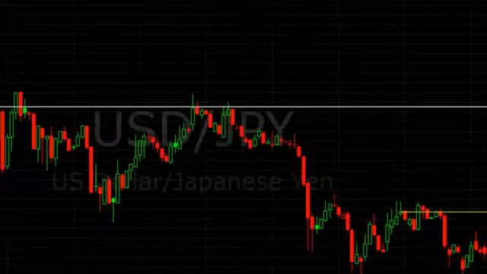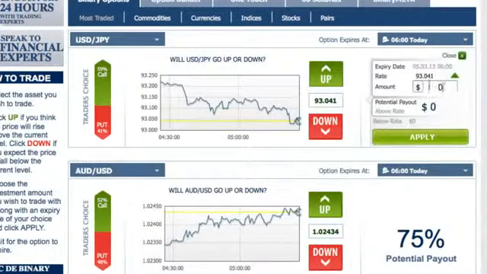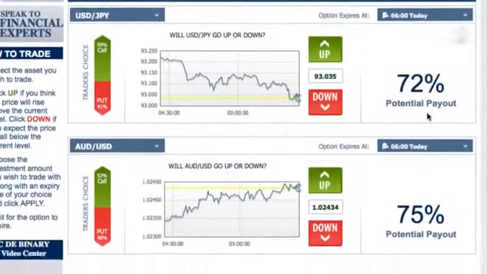So let's get this trade executed. We'll do an up call. Expiry is going to be in 30 minutes from now. We'll put in our investment amount of $100 with a potential payout of $70 if we get this correct. So we'll hit apply, and that's now gone in.